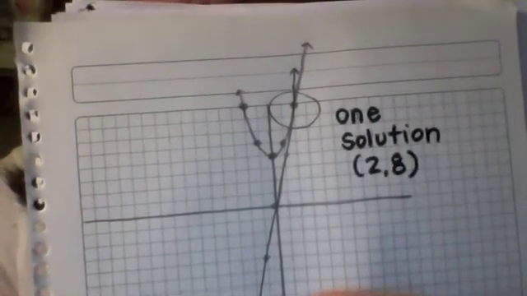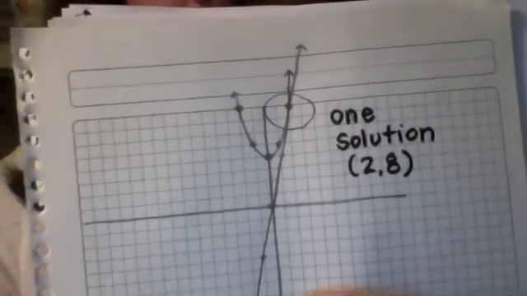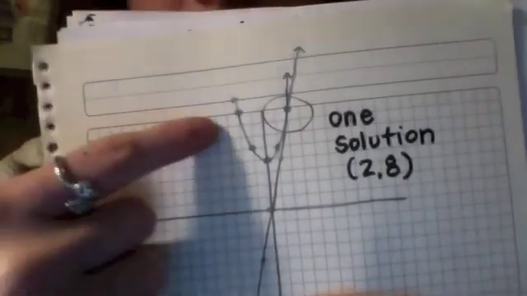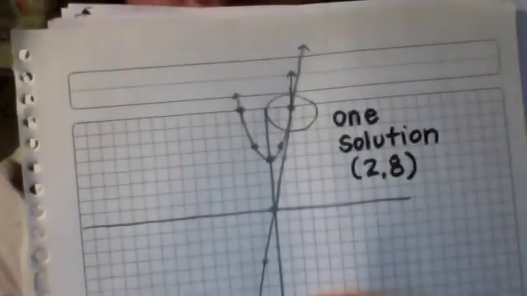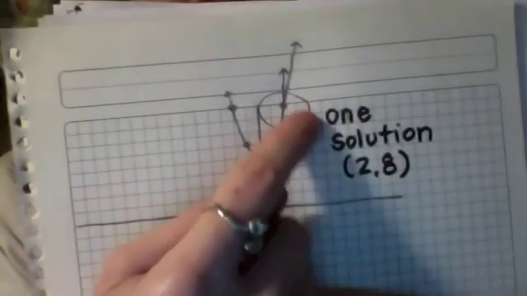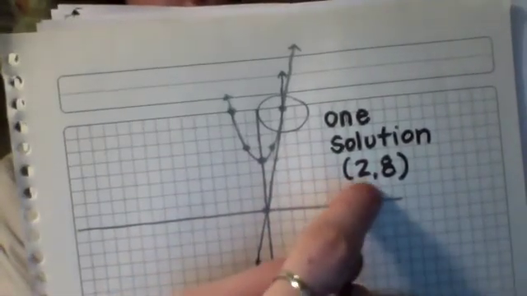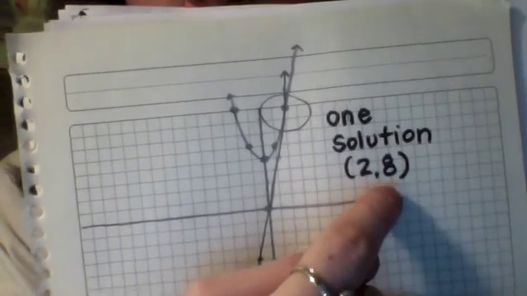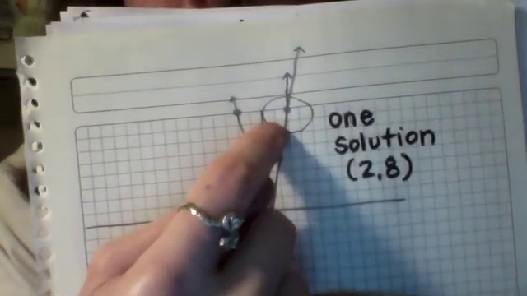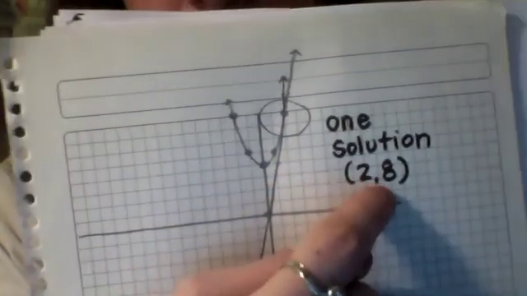Now I step back and I look, where do these two graphs, the parabola and my line, intersect? And I see very clearly that there's one solution at the point (2, 8). One solution, one place where they intersect at the point (2, 8). And that's how you solve a system of equations using graphing.